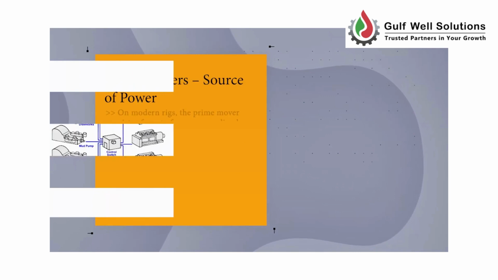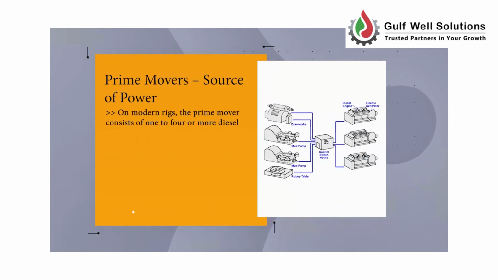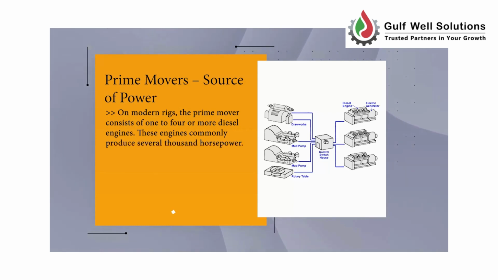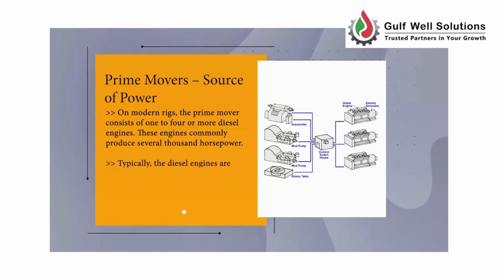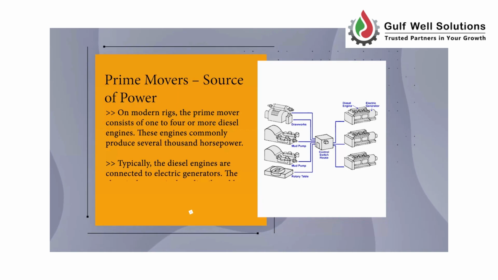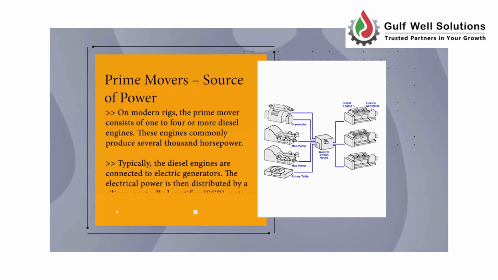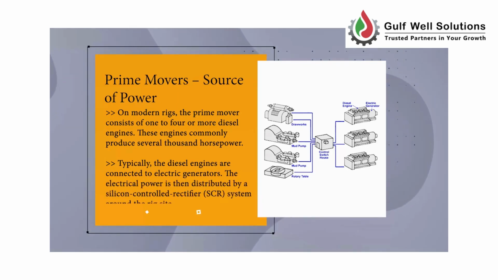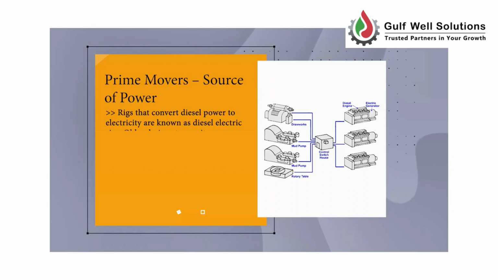Prime movers, source of power. On modern rigs, the prime mover consists of 1 to 4 or more diesel engines. These engines commonly produce several thousand horsepower. Typically, the diesel engines are connected to electric generators. The electrical power is then distributed by a silicon-controlled rectifier (SCR) system around the rig site. Rigs that convert diesel power to electricity are known as diesel-electric rigs.